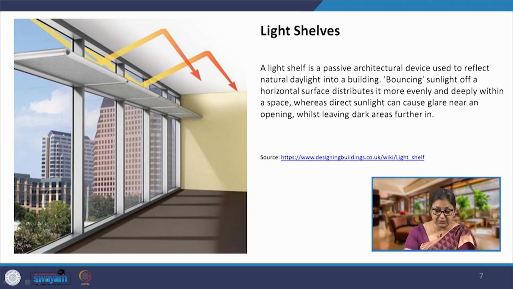Now, light shelf here. So, it is an architectural feature, it is a passive design feature for making the light penetrate deeper. But what are the requirements?